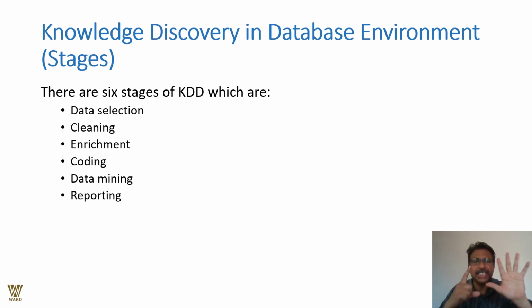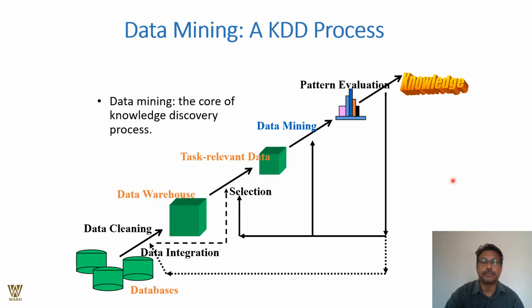The stages. There are 6 stages to it. First and foremost is the selection stage. Then probably cleaning of data. Then the enrichment of data, then the coding of the data. The fifth will be all about data mining, and then comes the last one, reporting. So yes, we are talking about data selection, cleaning, enrichment, coding, data mining, and reporting.